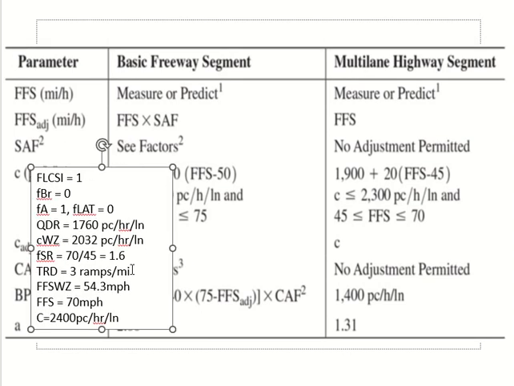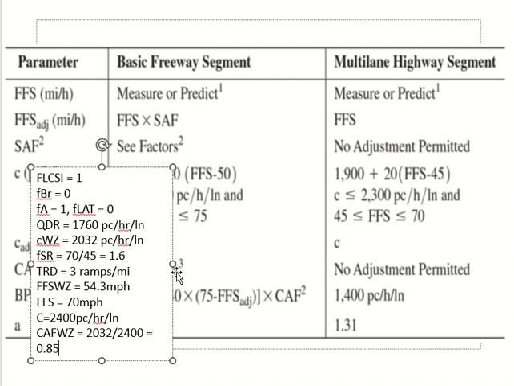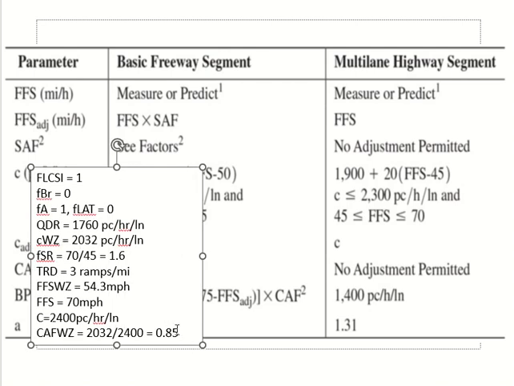Now the capacity adjustment factor is the capacity of the work zone, which is 2032, divided by the normal capacity. So how much is this factor? 0.85. It was not written in the question, but since we have the values, we can calculate it. The next one is the speed adjustment factor of the work zone.